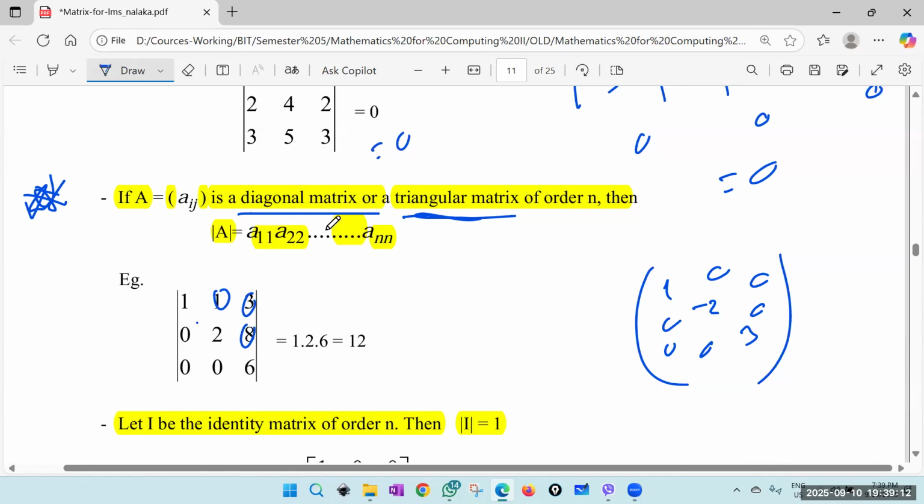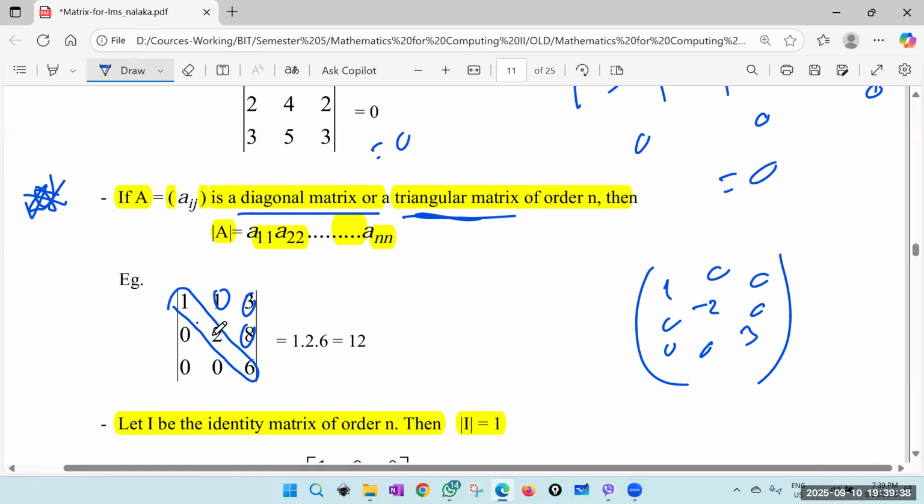In all three scenarios, that is upper triangular matrix, lower triangular matrix, or diagonal matrix, its determinant is the multiplication of these diagonal elements. That is 1 into 2 into 6, 12. Just multiply. If they are negative numbers, just use that negative number.